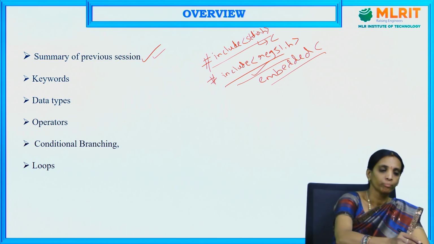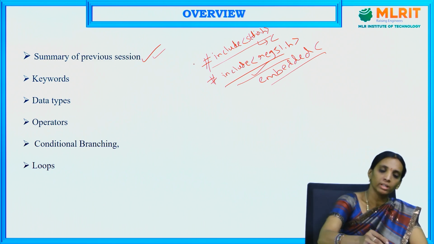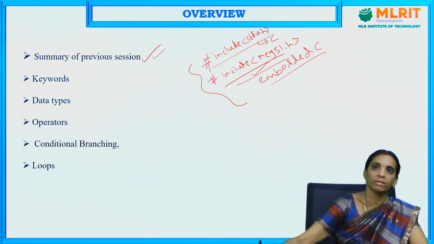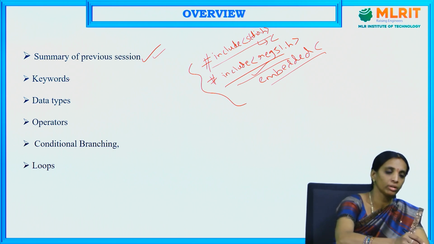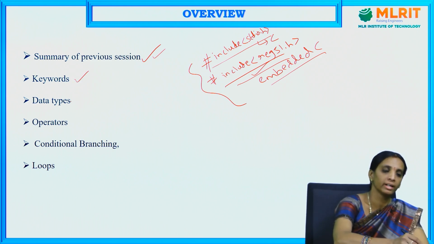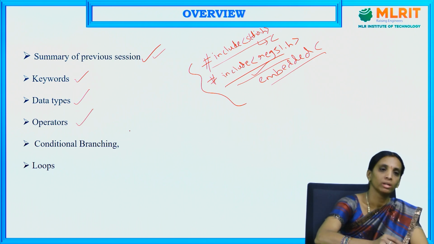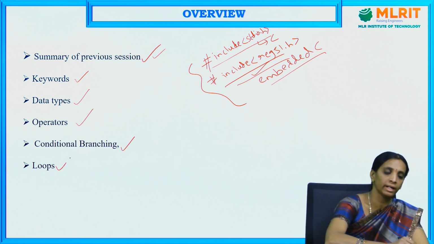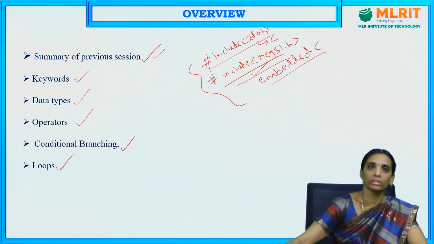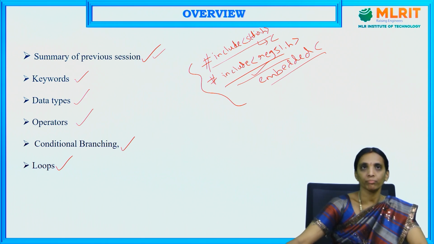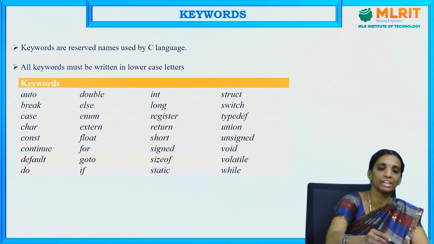So now we have seen the basic template of the embedded C language. Now we are going to discuss the keywords, data types, operators, the conditional branching and loops. We will discuss these things in today's session. Let us start our today's session. The first one is keywords.